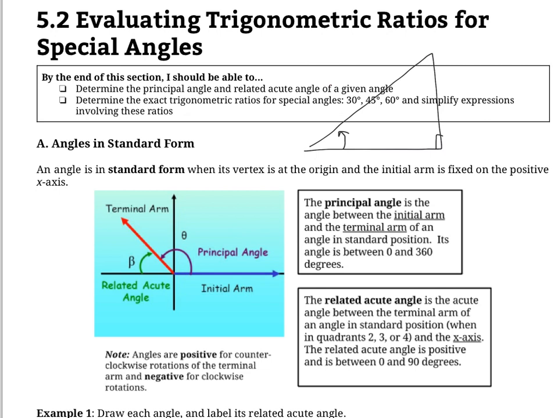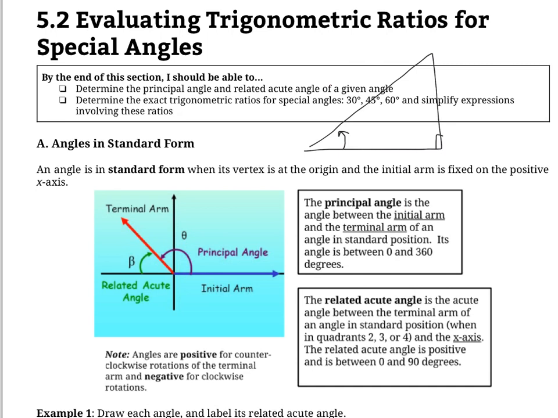So for example, if I were to draw a triangle on this grid, it would look something like this. We're going to be measuring this angle right here, but we're going to measure it on the XY grid. And that's where we're always going to start measuring angles from. We're going to start on the positive x-axis, and then it's going to open up from there. So let's talk about what a principal angle is.